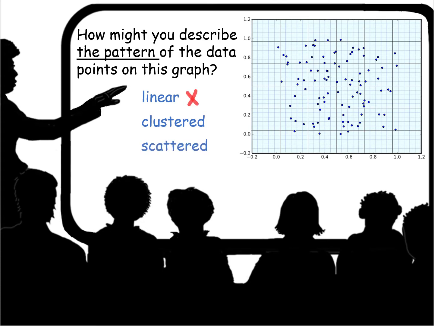Well, they're not linear because none of them are really in a line. They're not connected to any one particular line. Clustered, you might see a few data points here that appear to be in small groups together, but overall we would describe this pattern of data points as scattered.